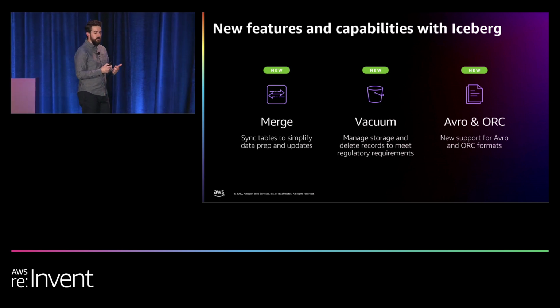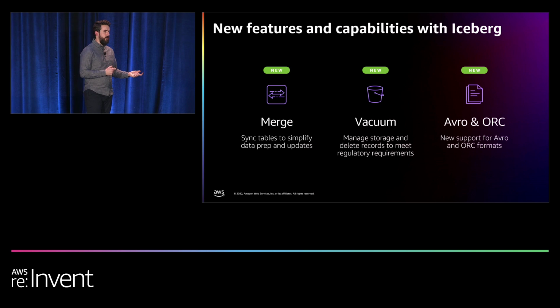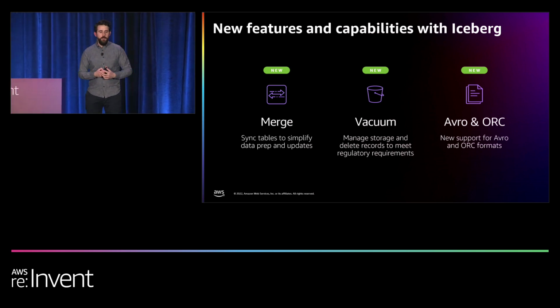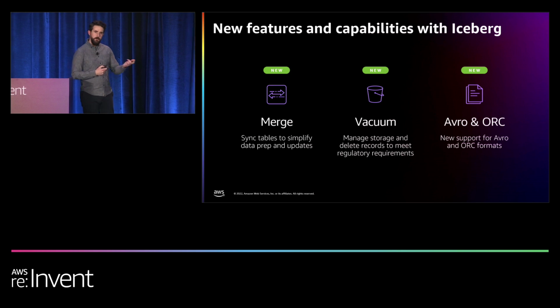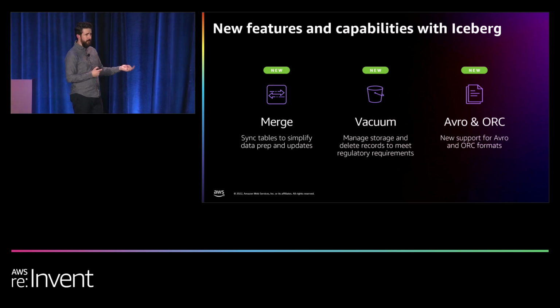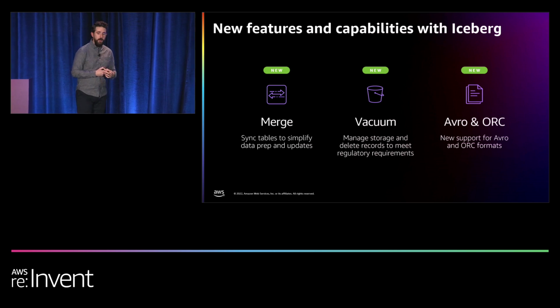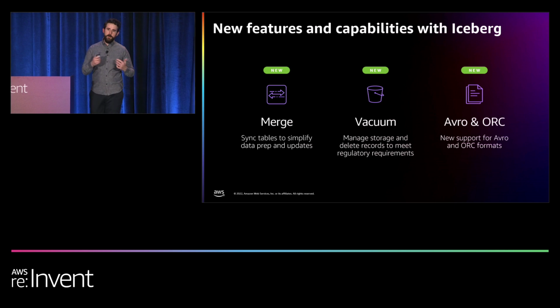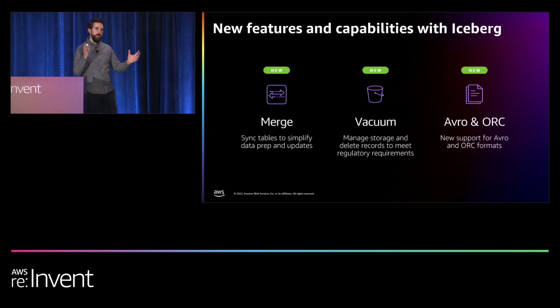Now, if you want to delete records to meet regulatory requirements like GDPR or to manage your storage footprint, you can now use the vacuum operator to do just that. And last but not least, we've also added support for Avro and Orc, giving you more flexibility to choose the format that works best for your use case and allowing you to bring that to Iceberg as well.